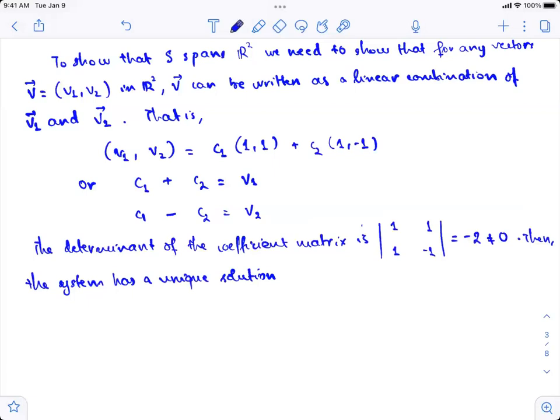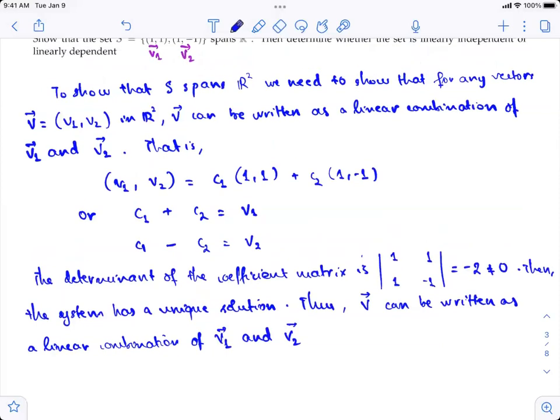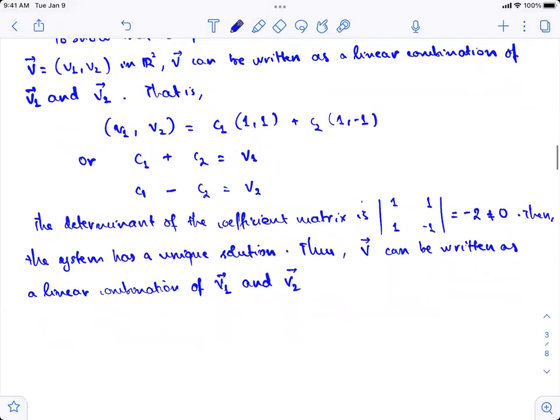And when the system has a unique solution, that means you can find explicit values for C1 and C2 given V1 and V2. So we can say that vector V can be written as a linear combination of vector V1 and vector V2. Therefore, we just showed this part of the problem, that S spans the entire R2. All right, now we're going to move on to show whether the set is linearly independent or linearly dependent.